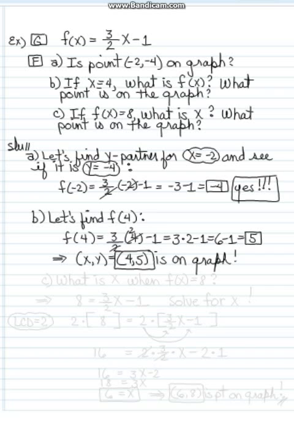Okay, now here's what we're going to do. When they ask us what is x when f of x is equal to 8, we take the equation that's given to us, f of x equals 3/2 x minus 1, and we're going to replace the f of x with 8. So taking that equation at the very top and replacing f of x with 8, we have 8 equals 3/2 x minus 1. Okay, all we need to do is solve for x to answer their question.